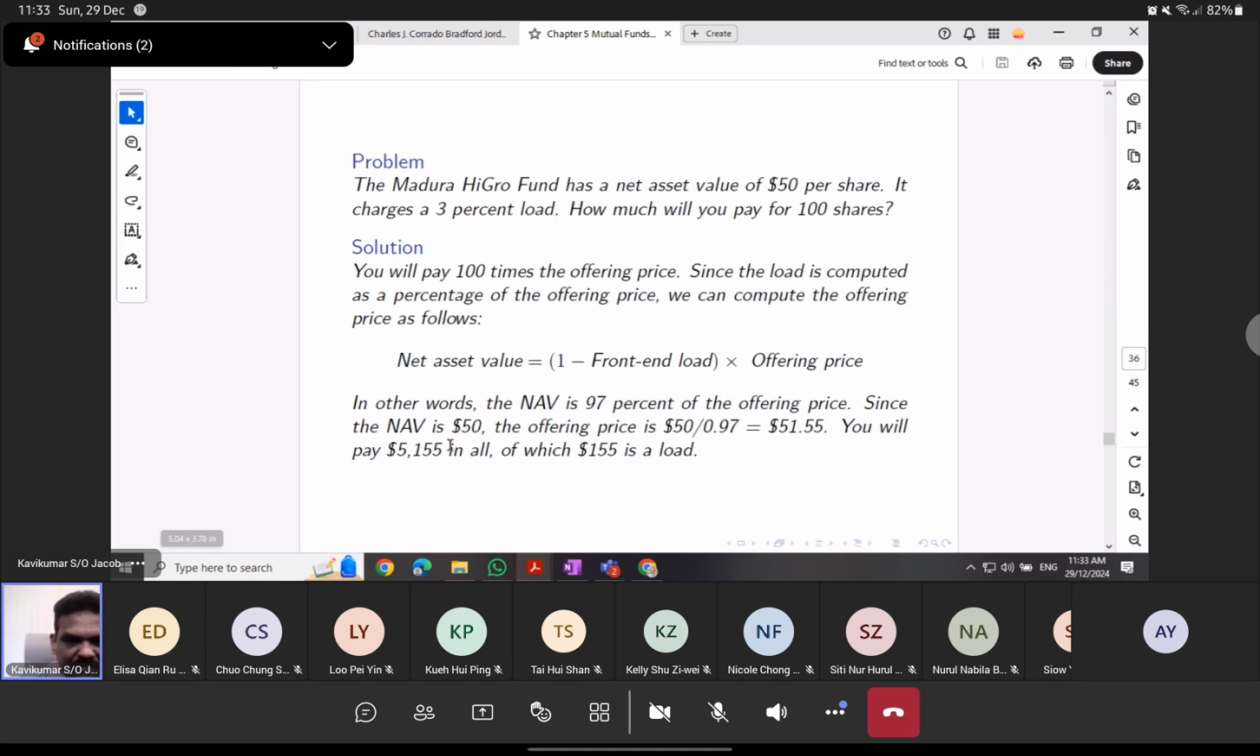So you will pay 5155 in all, of which the difference is the load. What's the difference? The net asset value for 100 shares is 5,000, so the added 155 is the load. You are paying the load. This is the load money.